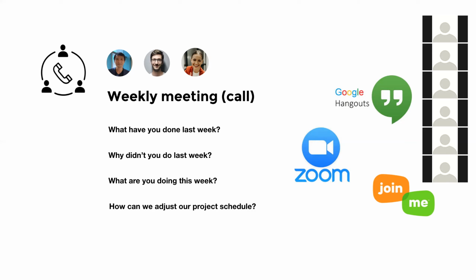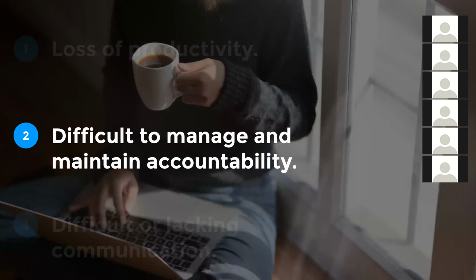What have you done last week? And if you couldn't, why didn't you do it last week? Just, any reason. And then, what are you going to do this week? What's your plan? And then, if there's something we missed, something we couldn't do on time, how can we adjust our project schedule? So only the 4 simple questions. That's how I manage my team and my tasks.